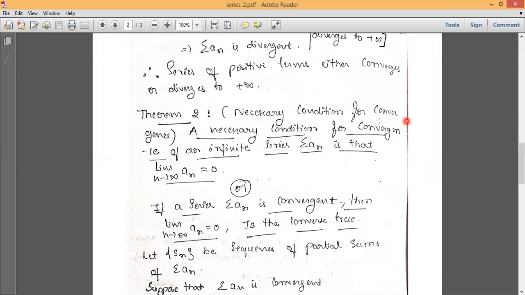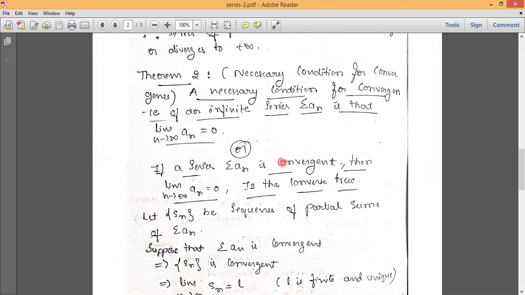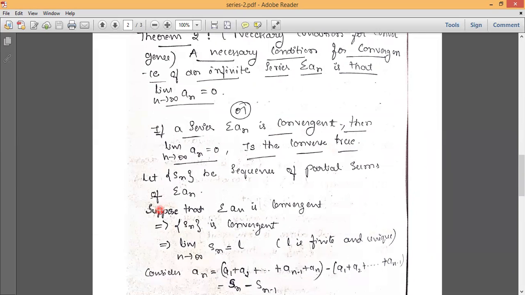which is necessary condition for convergence. Statement of this theorem is a necessary condition for convergence of an infinite series sigma an is that limit n tends to infinity an is equal to 0. This statement can also be put in the form: if a series sigma an is convergent, then limit n tends to infinity an is equal to 0. Is the converse true? Let us see.